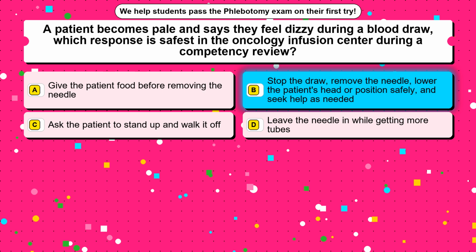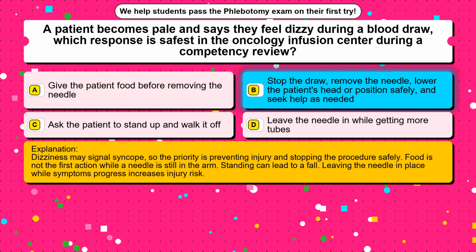Stop the draw, remove the needle, lower the patient's head or position safely, and seek help as needed. Dizziness may signal syncope, so the priority is preventing injury and stopping the procedure safely. Food is not the first action while a needle is still in the arm. Standing can lead to a fall. Leaving the needle in place while symptoms progress increases injury risk.